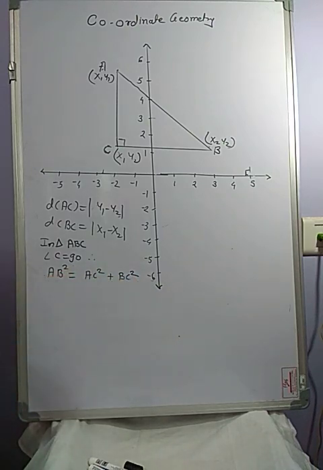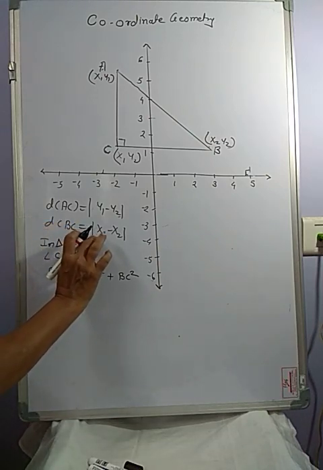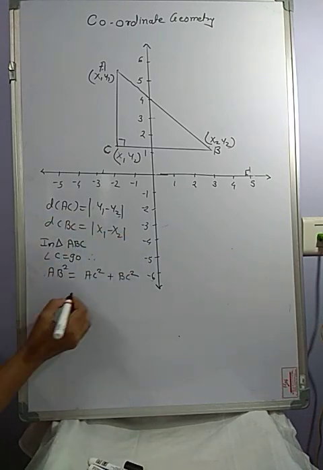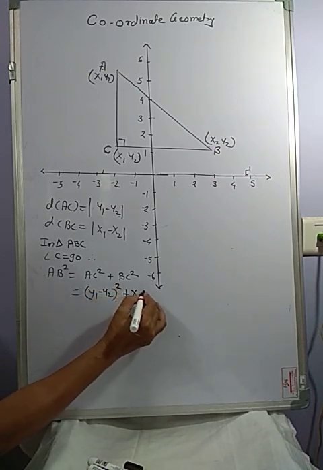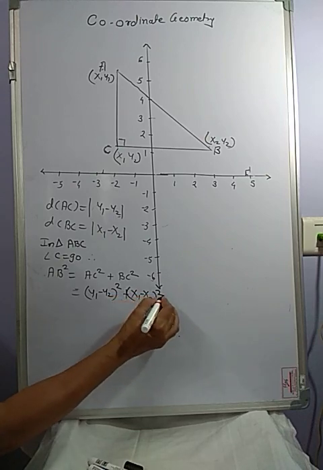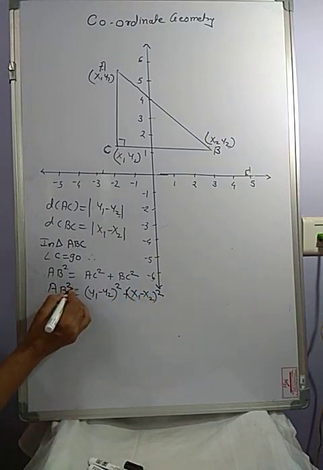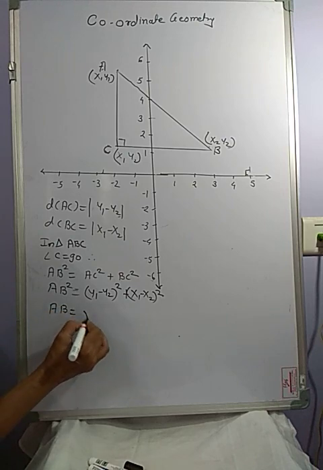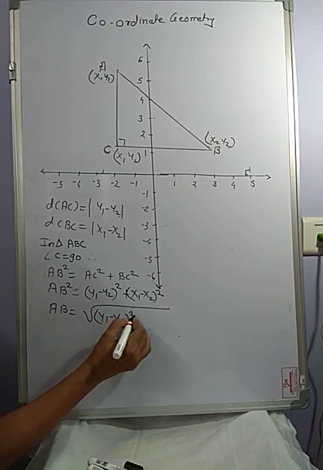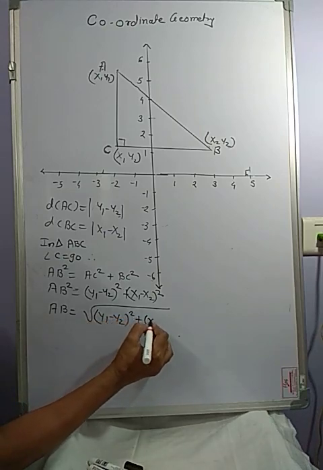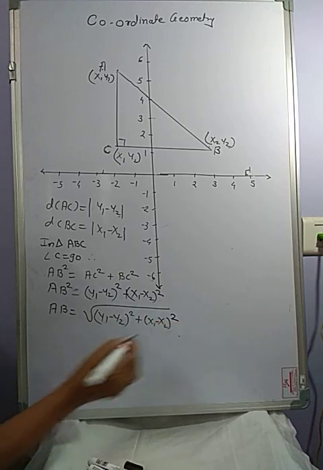Now, as the square of any negative or positive number is the same, we can neglect the modulus sign. That is equal to (y1 minus y2) whole square plus (x1 minus x2) whole square, or AB is equal to the square root of (y1 minus y2) whole square plus (x1 minus x2) whole square.